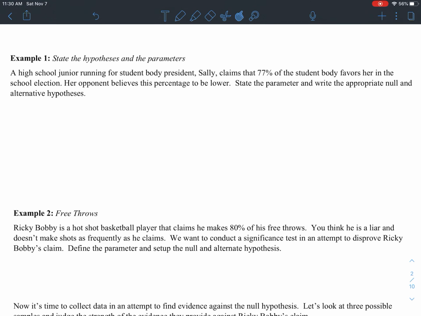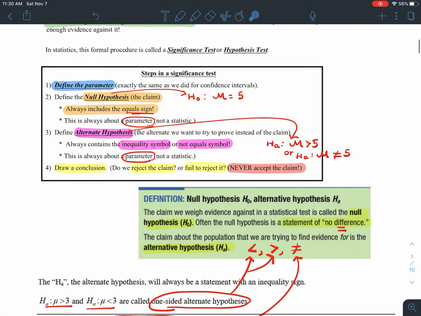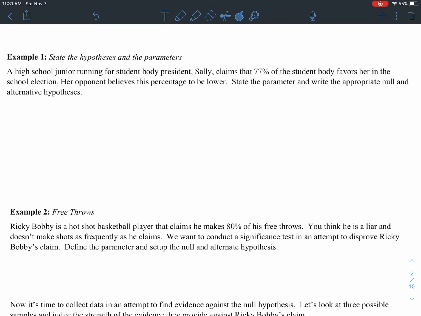And actually, flipping back to the previous page here, prior to identifying the null and alternative hypotheses, we always want to start by defining the parameter from which the claim is about. And so here, this is talking about a high school junior running for student body president. Her name's Sally. She claims that 77% of the student body favors her in the school election. Her opponent believes this percentage to be lower. Very important word there. Her opponent believes it's lower. State the parameter and then write the appropriate null and alternative hypotheses.